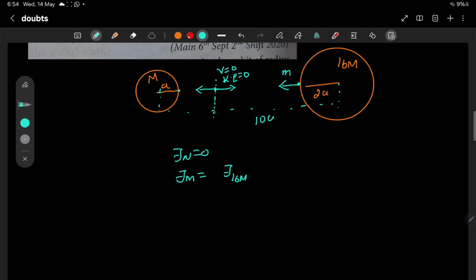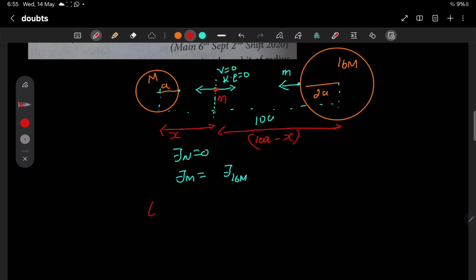So what can we do? We can take this distance as something x, and this distance will be equal to, the total distance is 10a, so this will be 10a minus x. So what will the force be? The force due to the smaller mass, this one is smaller, correct? The net force is 0 there.